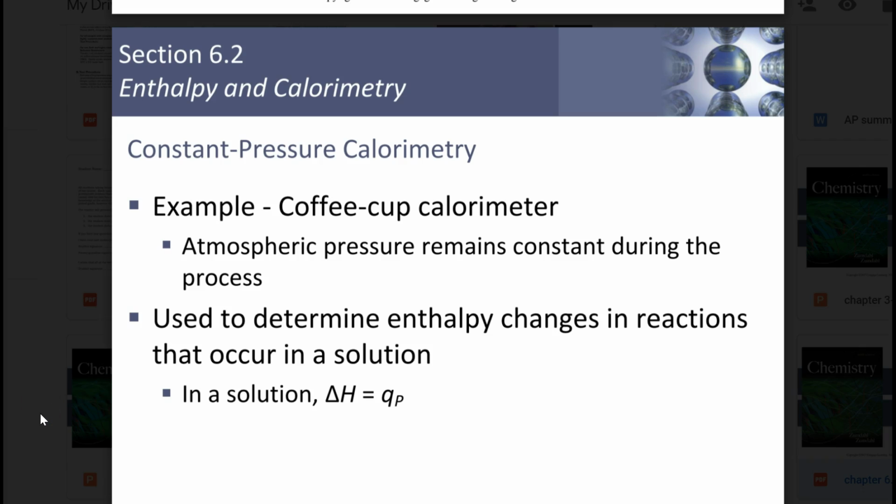Okay, so the coffee cup calorimeter, just a styrofoam cup. You have water in there, you carry out a reaction, water absorbs the heat, you measure the change of the heat, and then you're going to plug it into a formula, which I'll show you later. And the delta H is really Q in this case. Okay, it's constant pressure, and whatever heat is being released or absorbed by the water is going to equal whatever heat is being released or absorbed by the reaction, which you'll see.